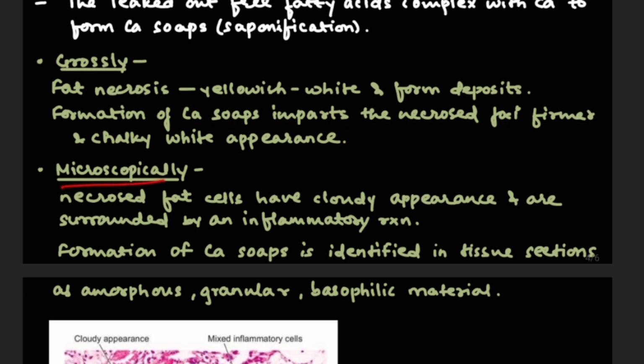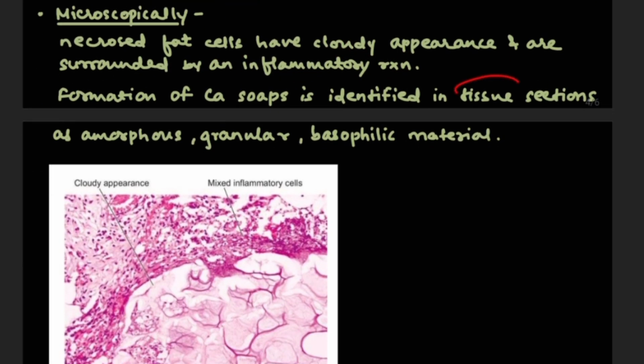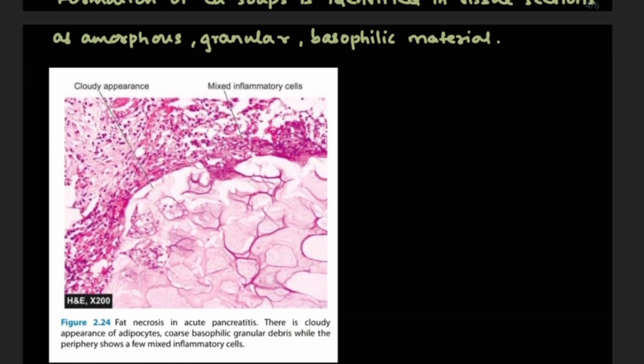Then microscopic features. So the necrosed fat cells have a cloudy appearance and are surrounded by inflammatory reaction. The formation of calcium soap is identified in the tissue sections as amorphous, granular, basophilic material. So here as you can see, this is a diagram of fat necrosis in acute pancreatitis. Here you can see the cloudy appearance. These are mixed inflammatory cells, and the mixed inflammatory cells are on the periphery of the cloudy appearance.